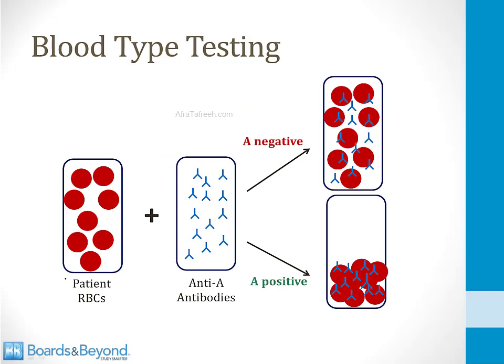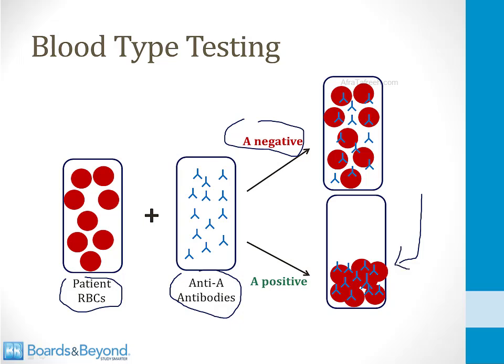So for example, you could take the patient's red blood cells and mix it with anti-A antibodies. If they float around happily together, this means the patient is A negative. On the other hand, if the red blood cells agglutinate, this means that the patient is A positive. And you can do the same type of testing for the B antigen and for the D antigen.